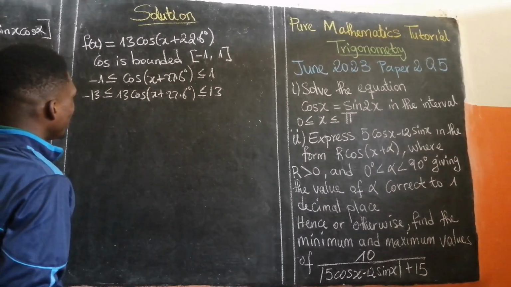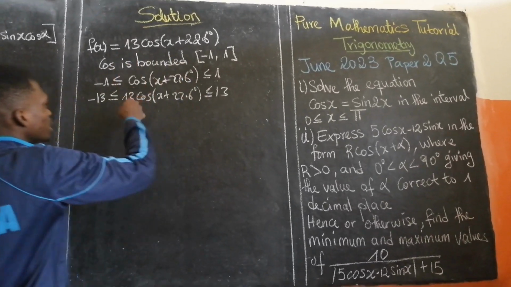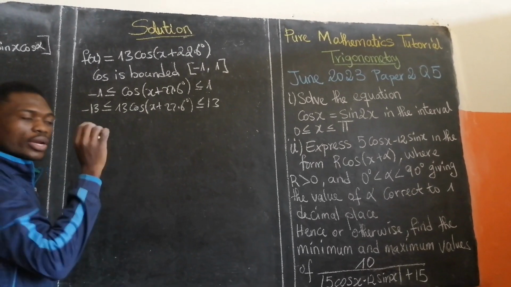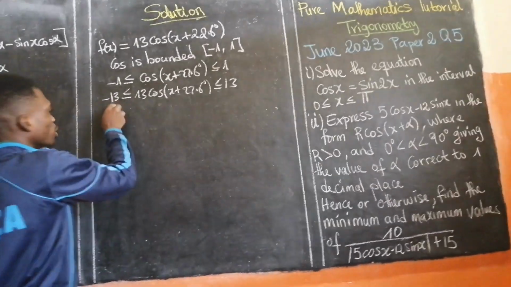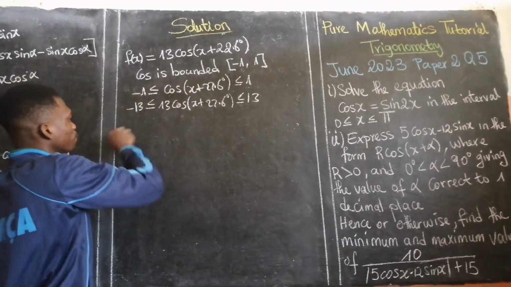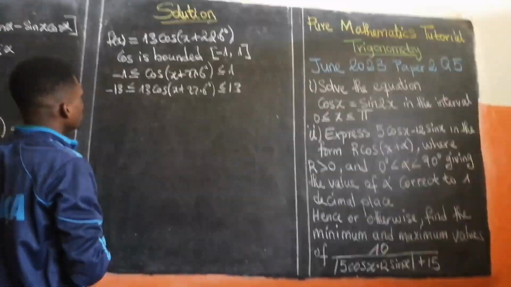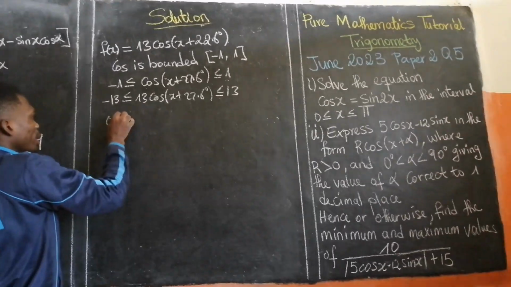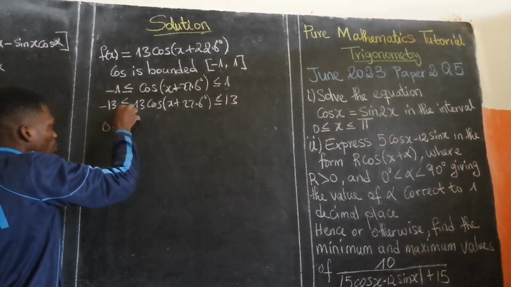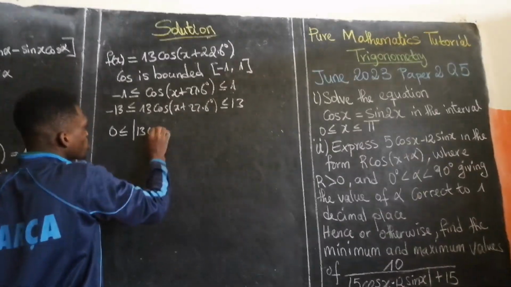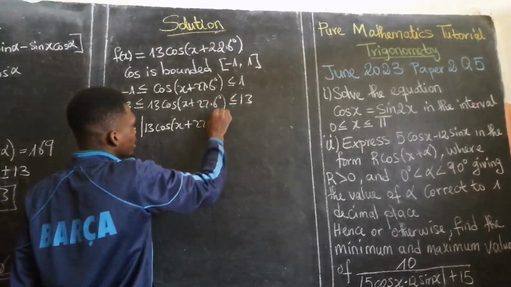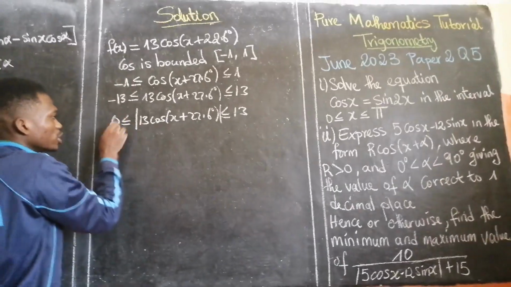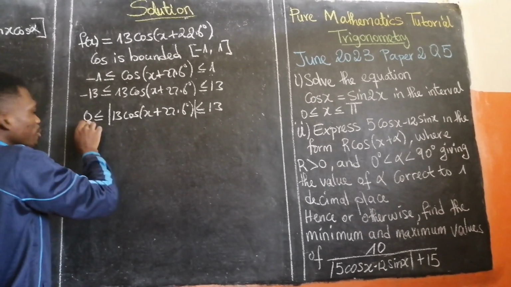Now, this is already our f of x, and the next thing we need to do is to take the absolute value. When you take the absolute value of any function, that function must always be positive. It means it must always be greater than or equal to 0. So now we're going to have 0 less than or equal to the absolute value of this function, 13 cos of x plus 22.6 degrees, less than or equal to 13. So when you take the absolute value of this function, it must be greater than or equal to 0.